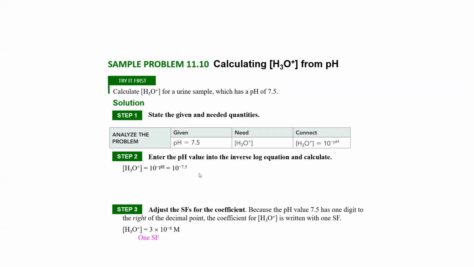Notice that our pH was given to us with two significant figures, or one number past the decimal. Because there's only one number past the decimal, we can only have one significant figure in the coefficient of the hydronium ion concentration. Now, this question was not asking us to calculate the hydroxide ion concentration, but if it was, we could do that using the equation with Kw.